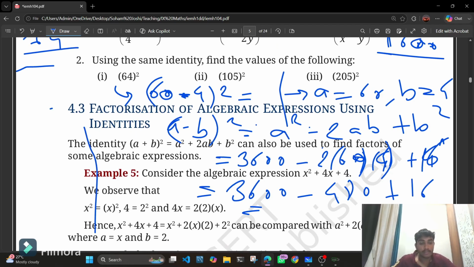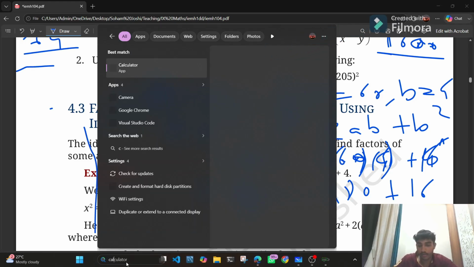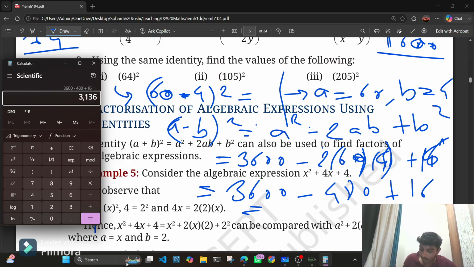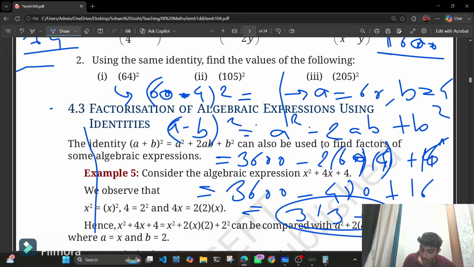So if you solve this, I'll just quickly solve it. You cannot use a calculator. Just for the ease, I am using it. You're not allowed to use a calculator. So the answer is 3136.